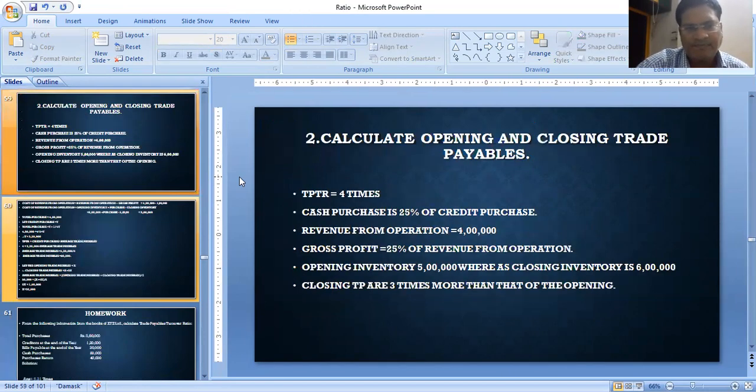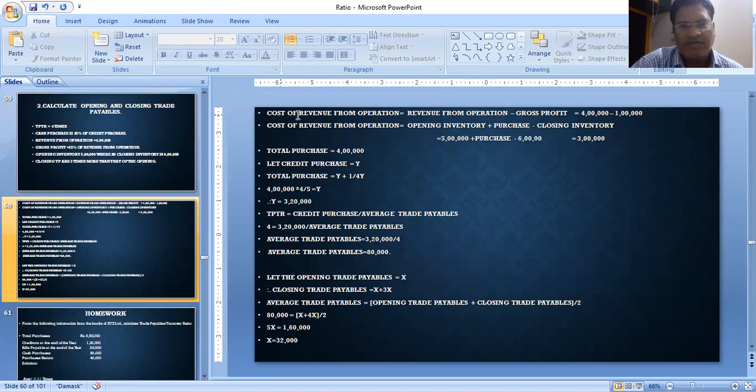Next sum. Calculate opening and closing trade payables. Now in this sum, TPTR is given as 4 times, cash purchase is 25% of credit purchase. Revenue from operation is 4 lakhs, gross profit is 25% of revenue from operation, opening inventory 5 lakhs, whereas closing inventory is 6 lakhs. Closing trade payables are 3 times more than the opening. So these are the informations given.